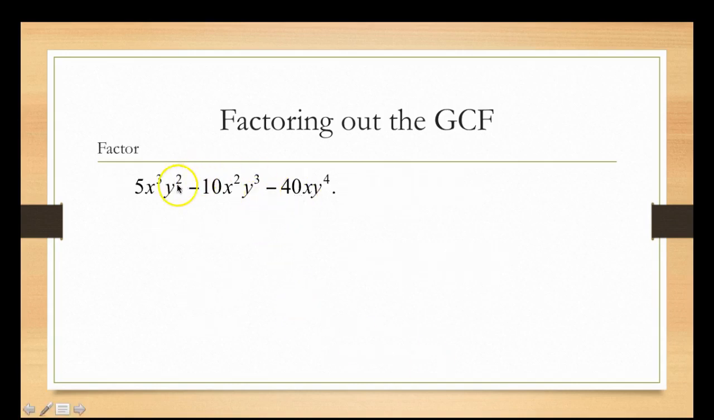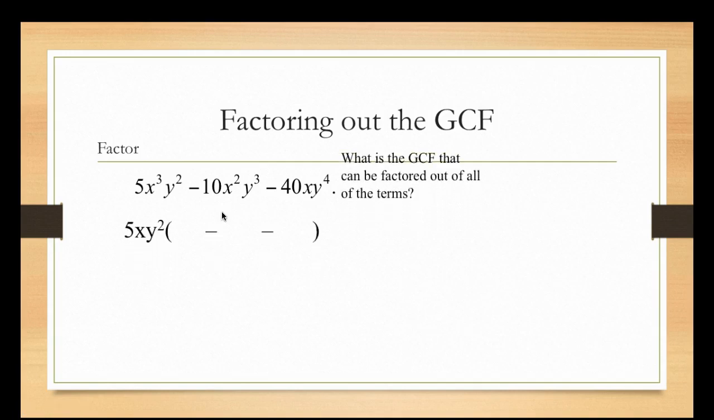Again, factoring out the greatest common factor. Well, I can factor a 5 out of each of the coefficients. I can factor out an x from each of the terms, and a y squared from each of the x terms, and a y squared from each of the y terms. So in doing that, what am I left with? Now this is tricky because you have two variables here. So you have x squared here, xy here, and y squared here.